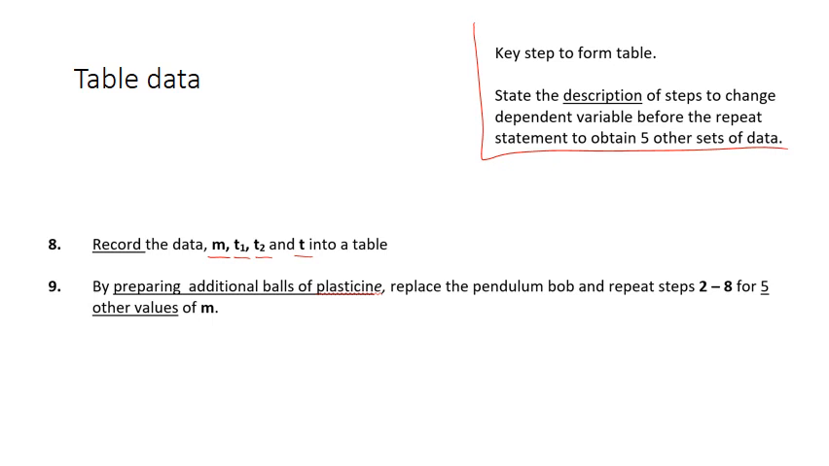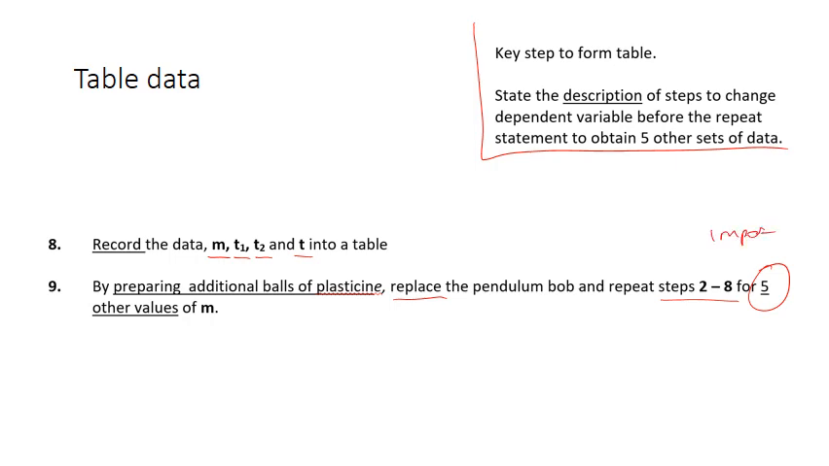dependent variable values. Okay, so in this case, since we're using balls of plasticine, we're going to prepare additional balls of plasticine and replace the pendulum bob. So replace the pendulum bob, and you need to repeat the steps of this planning that you have done for an additional 5 values of M.